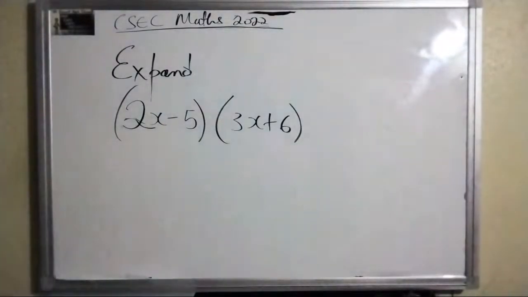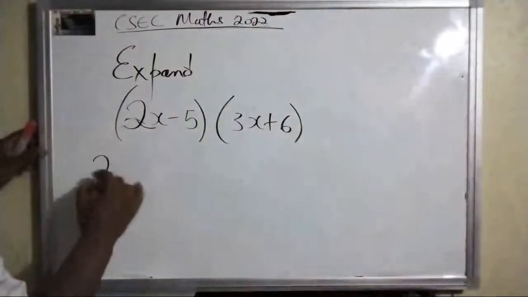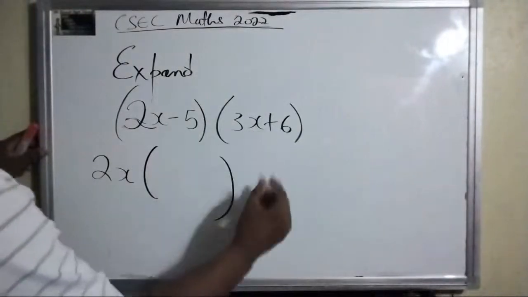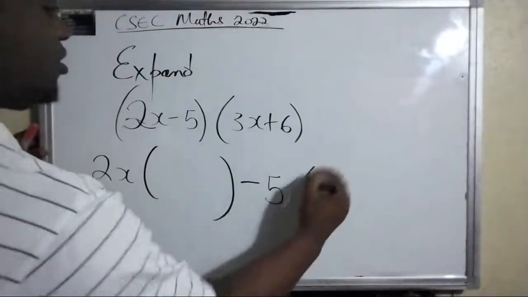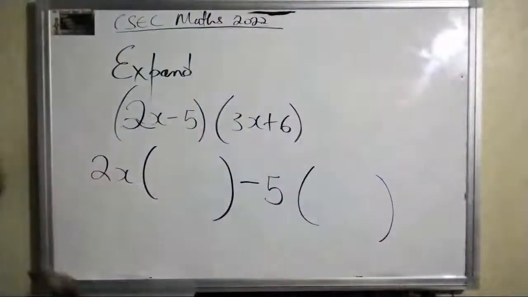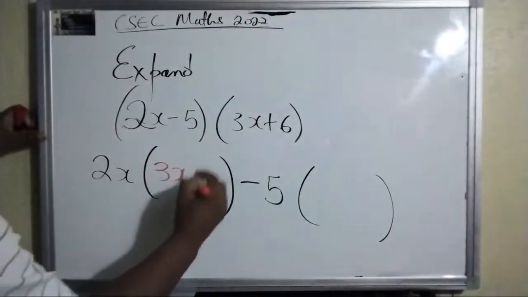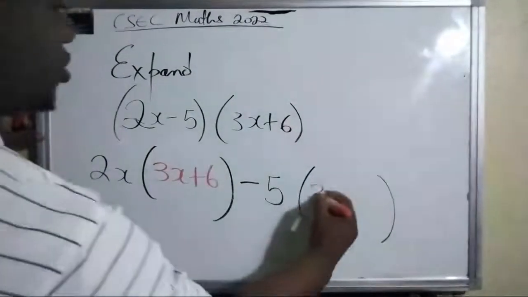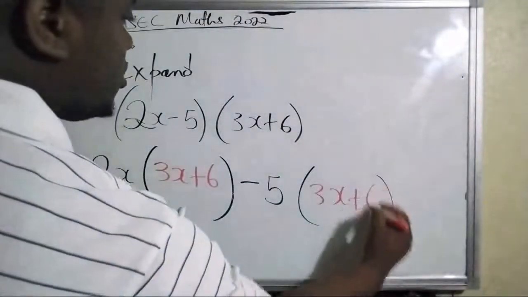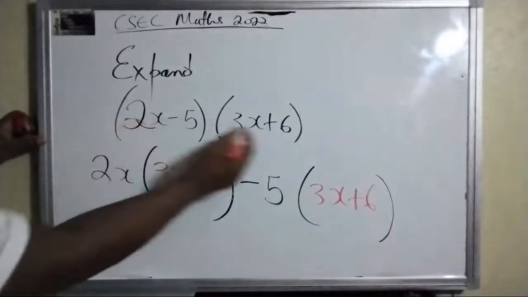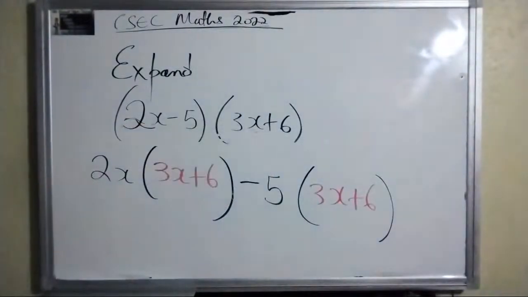I'm going to color code it for you guys, so you can see it clearly. So it's 2x times all of this, and minus 5 times all of this. Hope you guys are following. In the bracket we have 3x plus 6 and 3x plus 6, because what we're multiplying by is all of this, right? So it's this times this and then this times this.